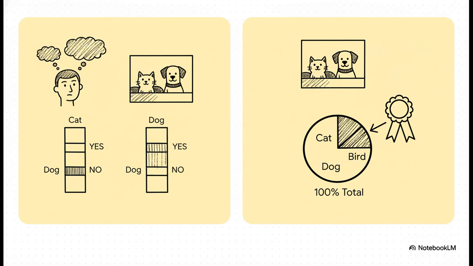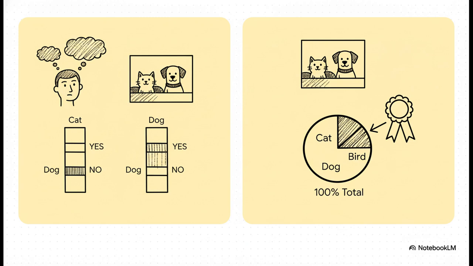And this is where we get the solution. It turns out there are two main ways our new team of neurons can vote. So on the one hand, you have what's called the sigmoid approach. Think of this as independent choices. Each neuron gets its own vote. Is it a cat? Yes. Is it a dog? Yes. It's totally possible for both to be true at once.